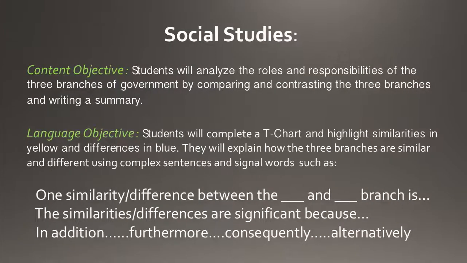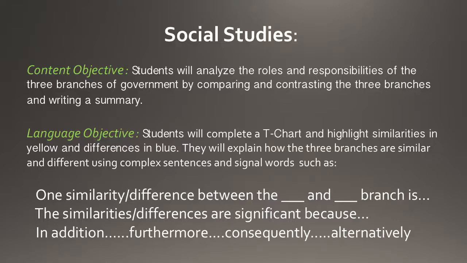Here's one last example in social studies. The content objective is that students will analyze the roles and responsibilities in the three branches of government by comparing and contrasting the three branches and writing a summary. Yikes! There's a lot going on with this one. Analyzing, comparing, contrasting, and summarizing. So what might an English learner need in order to do all of this?